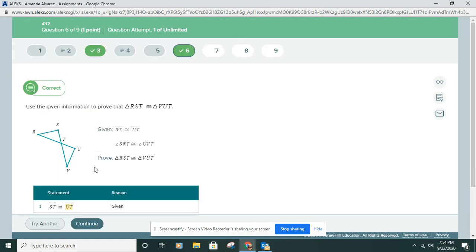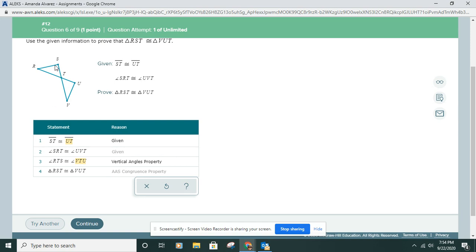And then check it. Let's make sure it's right. Yes. It's kind of confusing because you can't write on it, but just look carefully at the side and then angle and then the angle. Angle, angle, side.